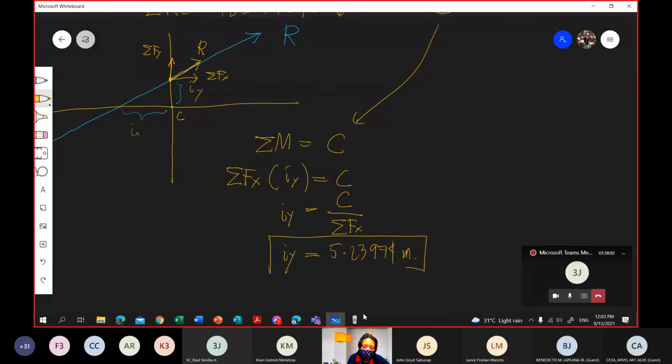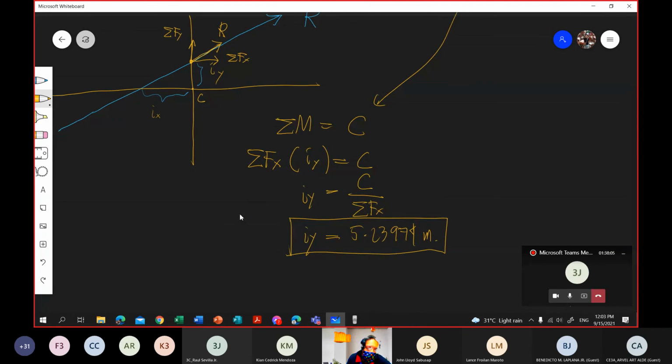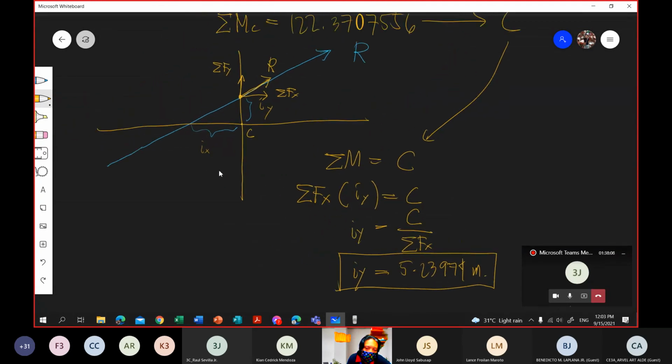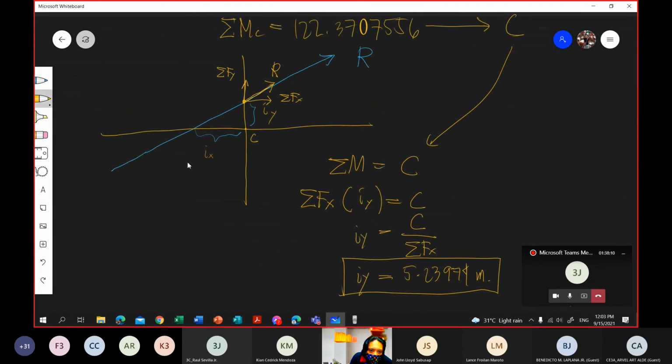And so this is your Iy. This is the location of the forces. Okay, how do we determine Ix? We will transfer the resultant. This is the resultant. Why did we transfer it? Because of the principle of transmissibility, the effect of a force is equal throughout its line of action. We want to do that so we can solve for Ix.